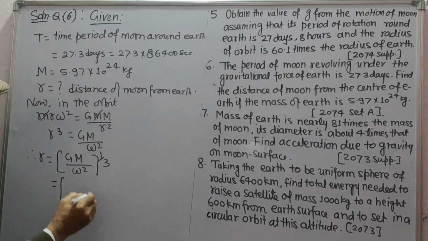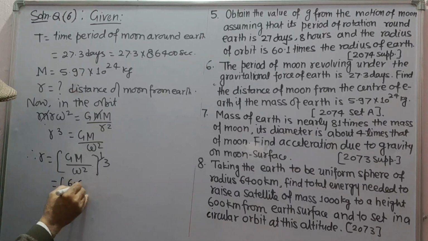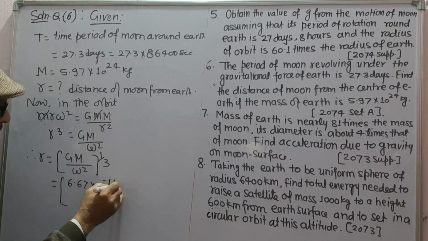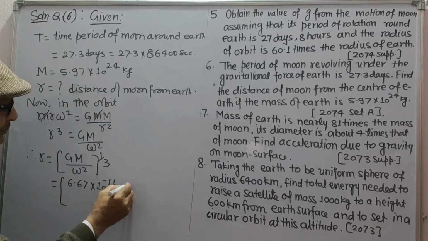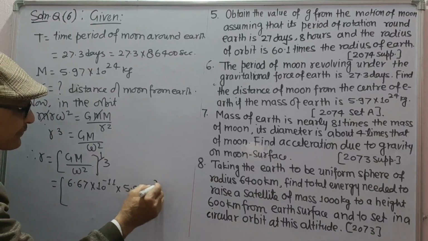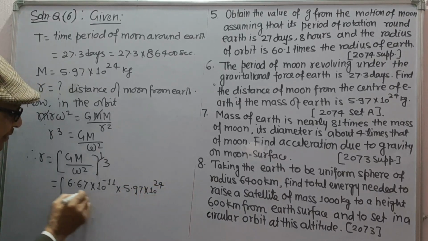Values are G is 6.67 into 10 to minus 11. Mass of Earth is given to be 5.97 into 10 to power 24 upon omega.